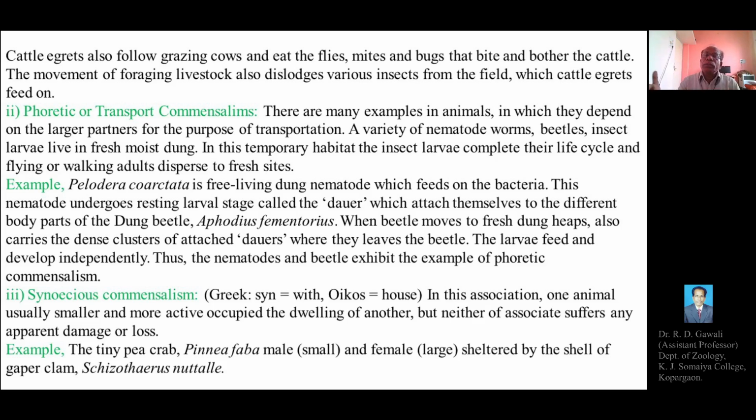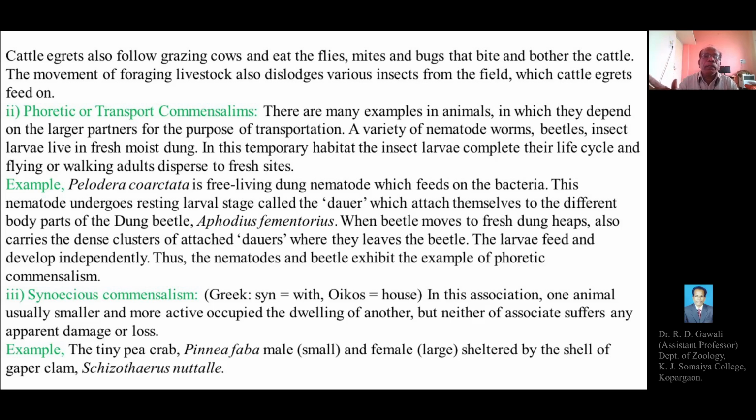So when the dung beetle moves to the fresh dung heaps, it also carries the dense cluster of the attached dauers or nematode larvae, where they leave the beetle. Means the dung beetle carries the dauer or the resting larval stages of the dung nematode to the fresh moist heap of dung, where the nematode larvae leave the dung beetle and feed on the bacteria in the fresh moist dung heap.